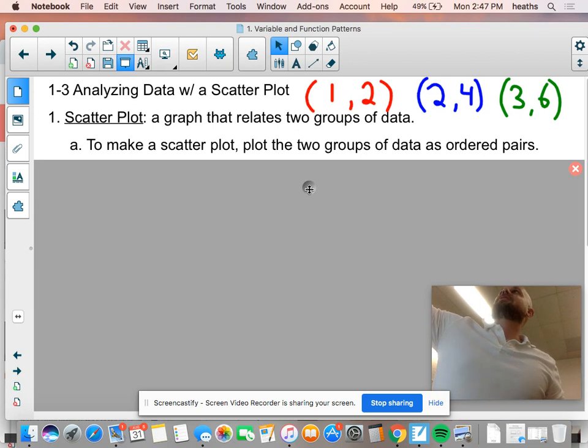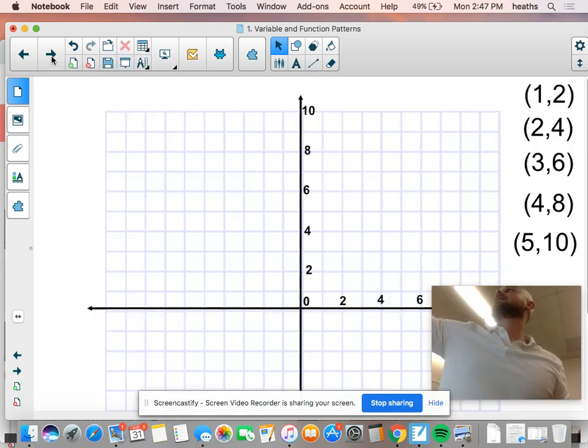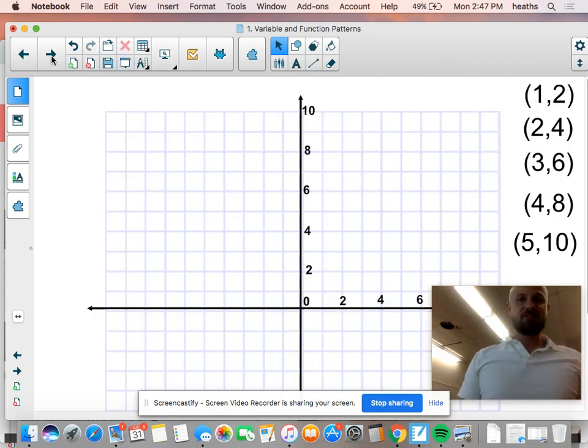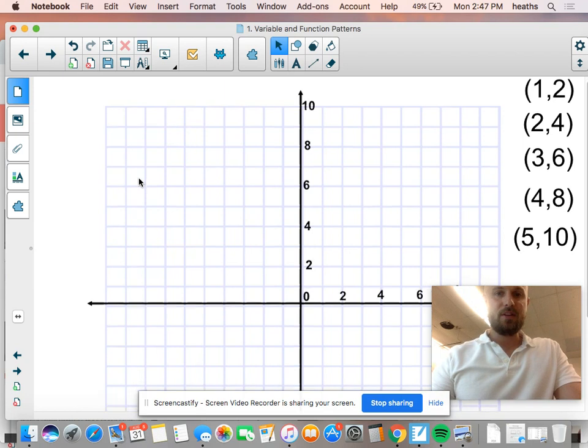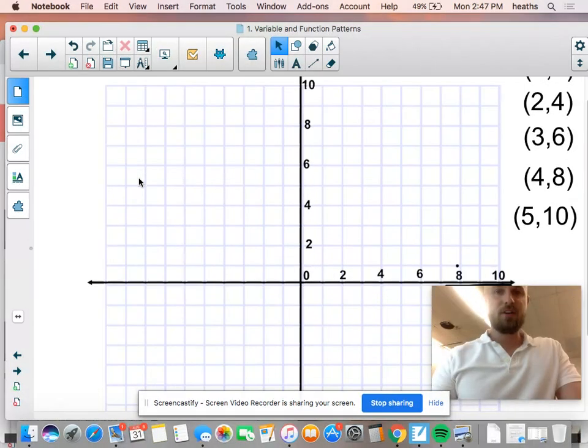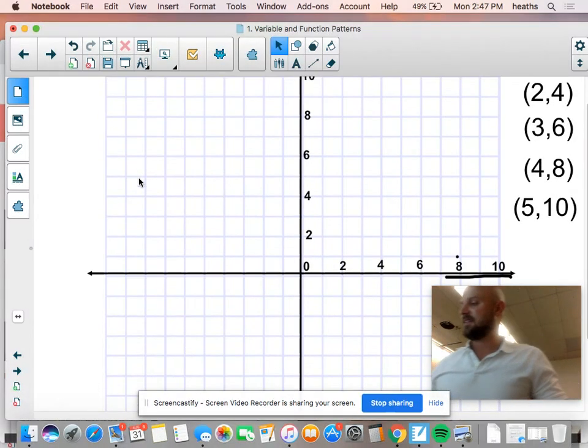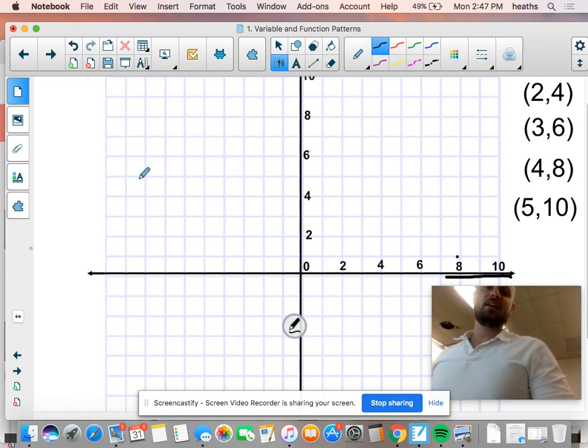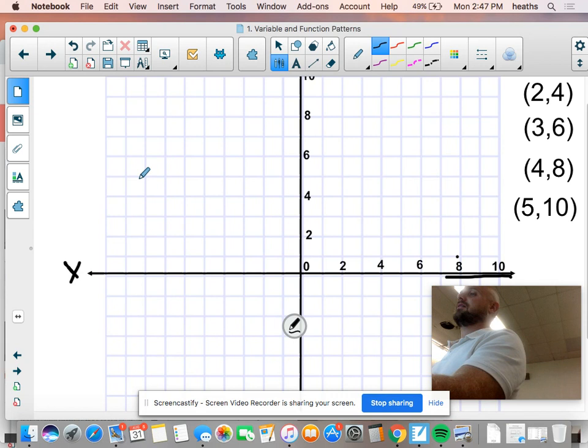I'm going to jump over for a second here to my next slide. I have that same information written up top. You'll notice the ordered pair of 1 and 2. So the way that we do this is a coordinate plane. And notice that this line that goes horizontally, or from side to side, this is your x-axis. And the line that goes up and down, or top to bottom, is your y.